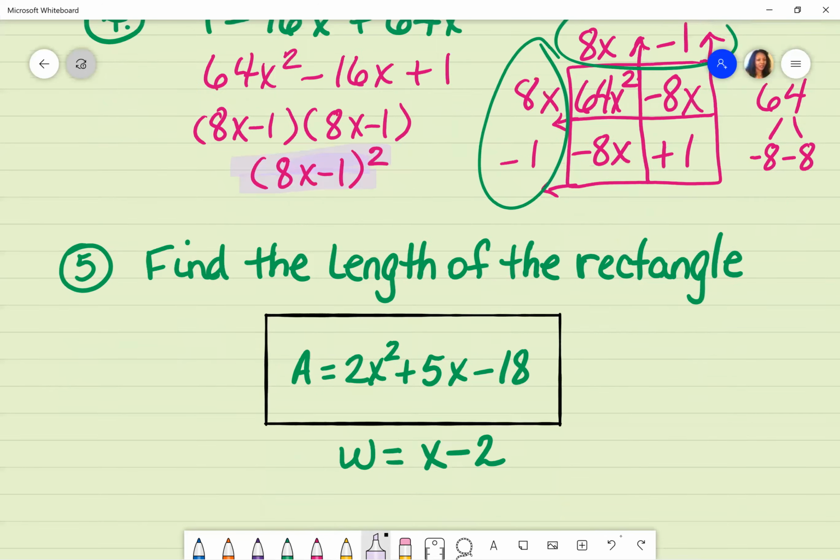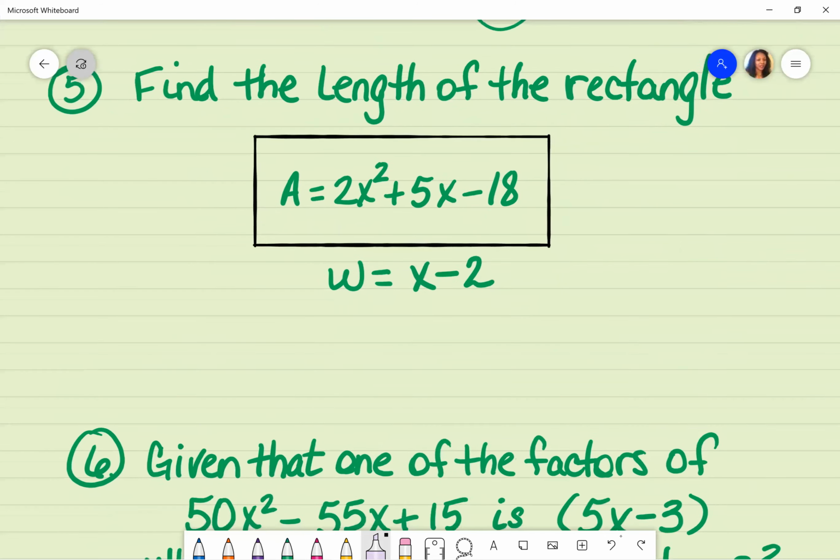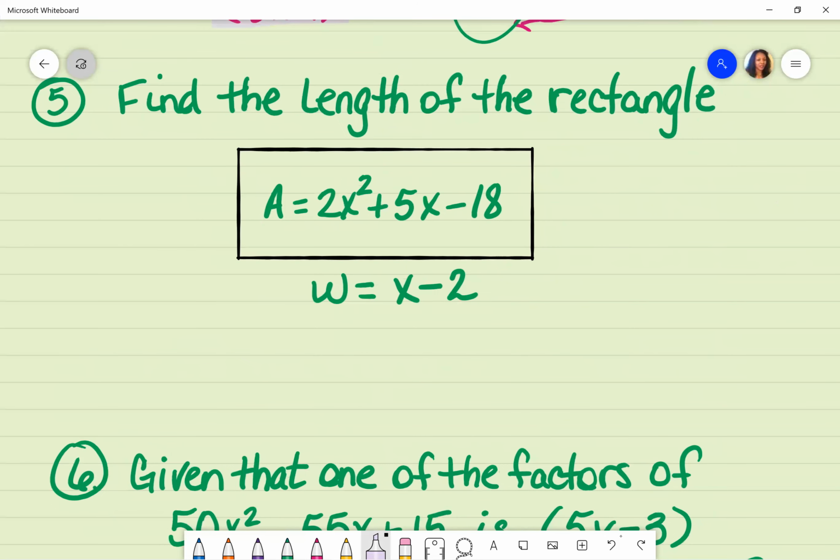Number 5, here you will have to know the formula for the area of a rectangle. So the formula is area equals length times width. Well, you're given the area and you're given the width. I apologize that my computer is doing whatever it's doing. So now what I want to do is I want to actually set this up to try to figure out, you could use the box method. That's what I would do because that's just what I'm used to.